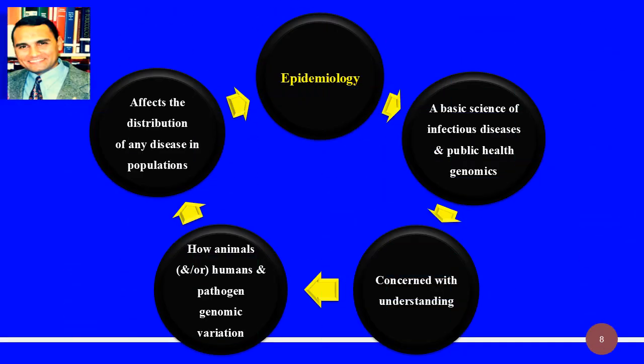Epidemiology is a basic science of infectious diseases and public health genomics. It is concerned with understanding how animals and/or humans and pathogen genomic variation, all of them affect the distribution of any disease in populations.